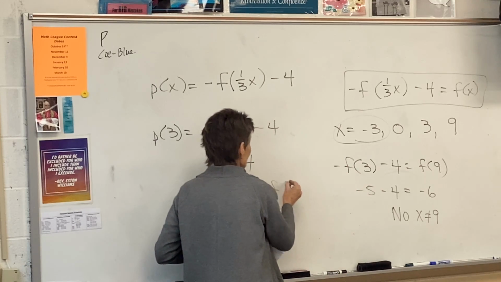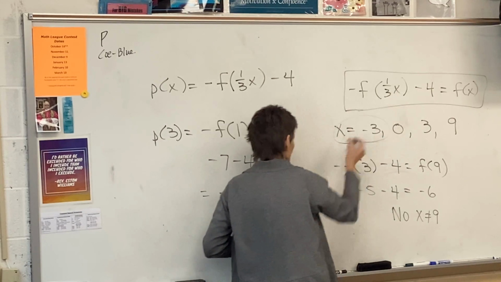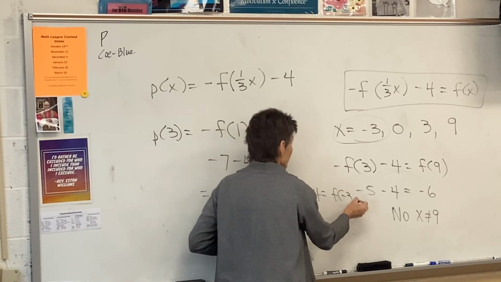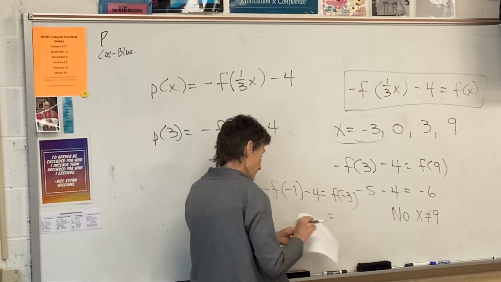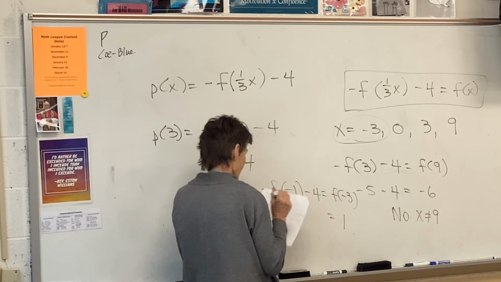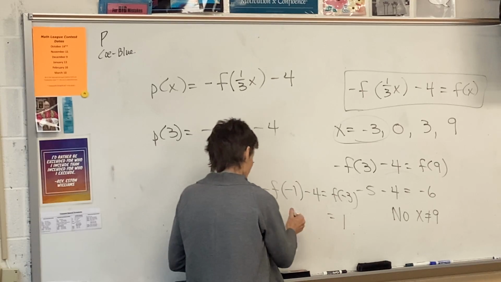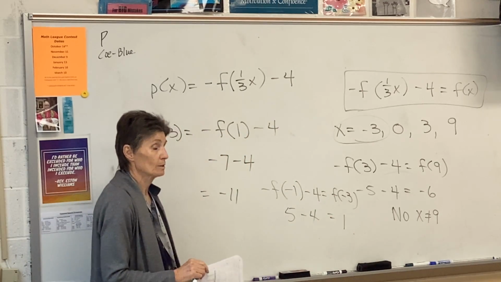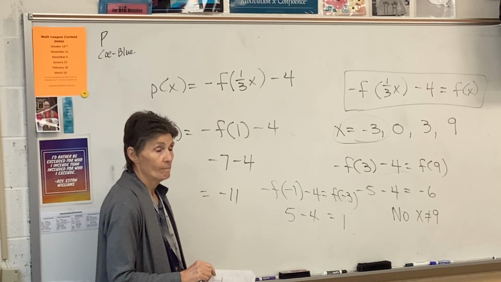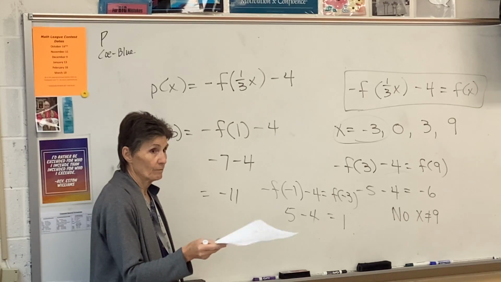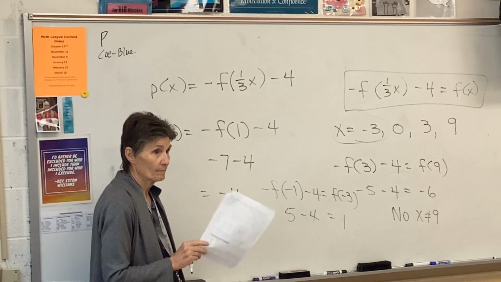That would be negative f of, if they put in -3, it would be -1 minus 4 equals f of -3. So f of -3 was 1. This would be 5 minus 4. Indeed, it did work. It shouldn't have worked for any of you guys.